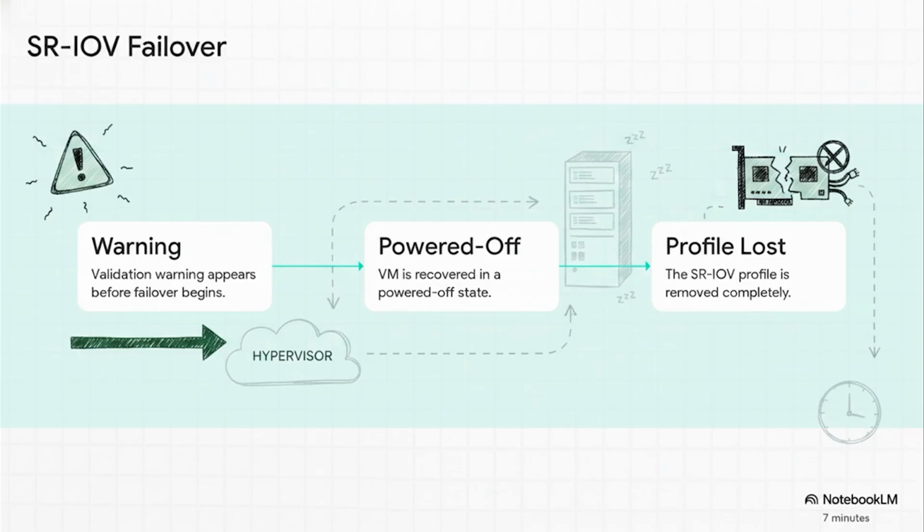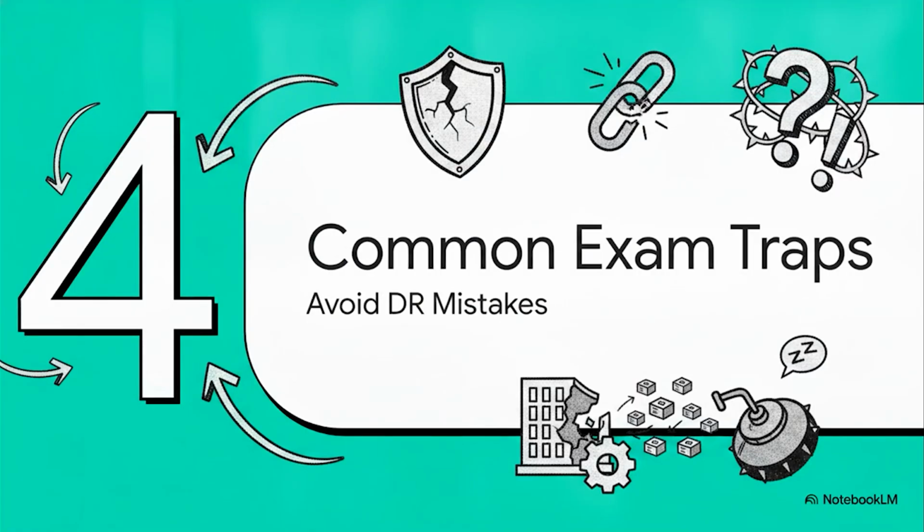There's zero live migration happening here. That means SR-IOV and Network-Offload VMs force a cold migration during high availability events, which, yeah, can cause up to 7 minutes of downtime. Moving right along to Section 4, Common Exam Traps.